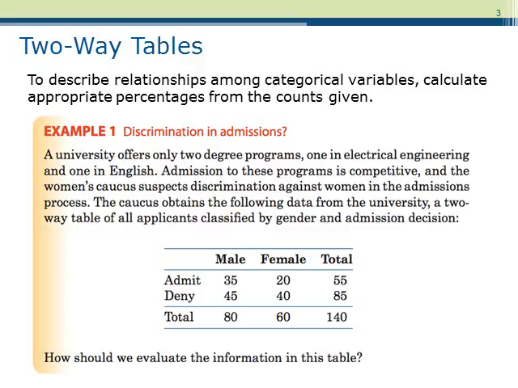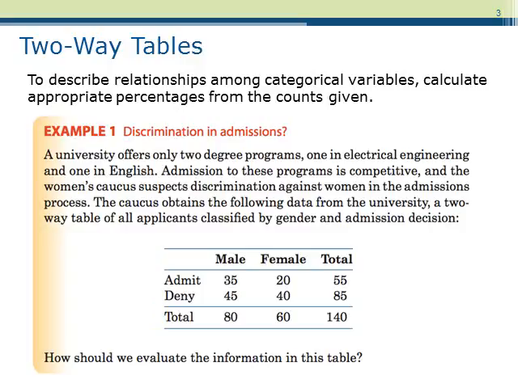Let's start with an example. Suppose a competitive university will admit 55 new students for the upcoming semester. Of the 140 applicants, 80 are male and 60 are female. Let's investigate whether or not there is any connection between gender and whether or not a student is admitted.